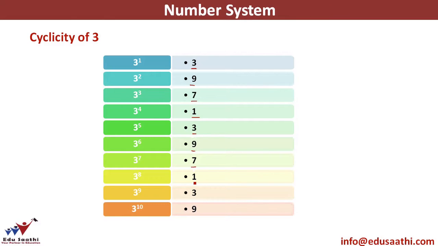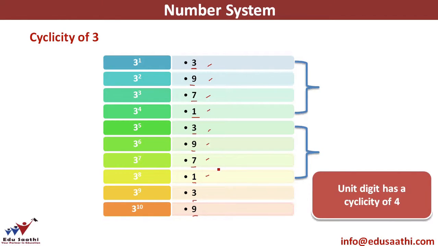If I keep on writing the unit digit, I will observe that they again have a cyclicity of 4. The unit digits of a number ending with 3 raised to any power repeat in a pattern 3, 9, 7, 1, 3, 9, 7, 1 and so on. So I will again say unit digit 3 has a cyclicity of 4. That means the repetition cycle is 4.